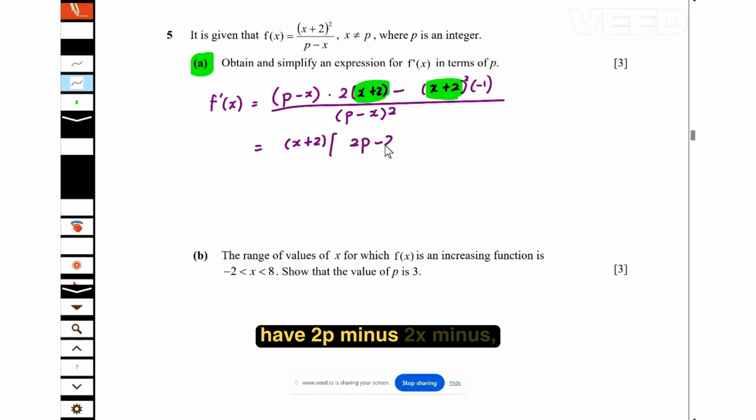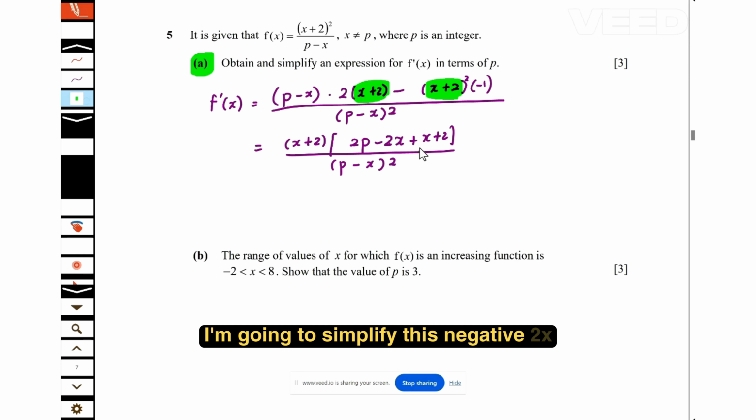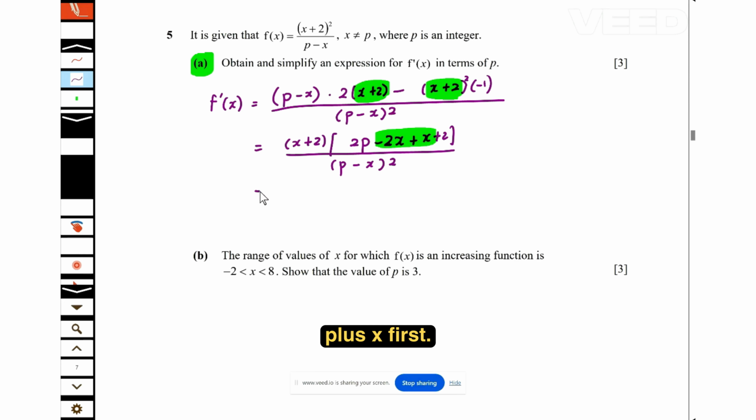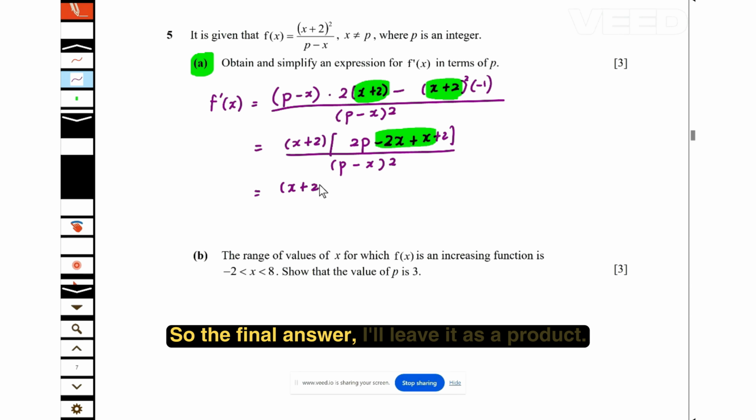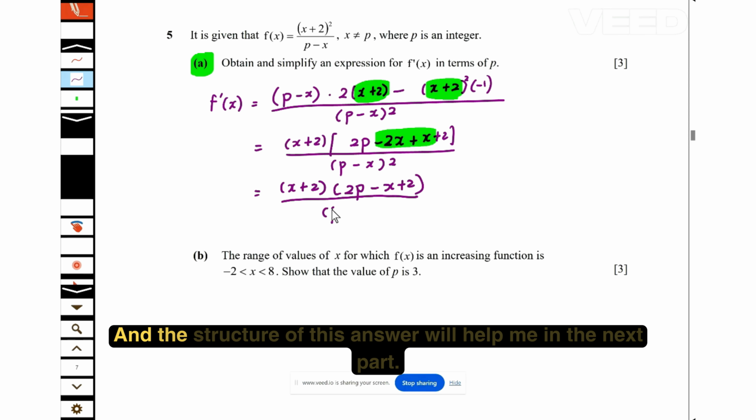I have 2p minus 2x minus, this is a negative, becomes a positive, x plus 2 over p minus x power 2. I'm going to simplify this negative 2x plus x first. So the final answer, I'll leave it as a product, so I won't expand out. And the structure of this answer will help you in your next part.